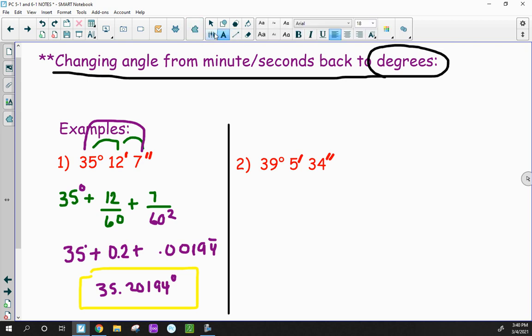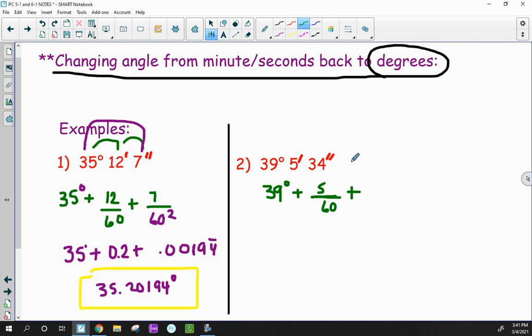Alright, so we're going to try example 2 the same way. Again, we're going back to degrees. I notice my degree, my minute, my second. I drop my degrees down first. Again, that's the easy part. Always put your plus sign next. Then whatever the minutes are in your problem that's given to you, you always divide the minutes by 60. Keep repeating this, but it's important to remember there are 60 minutes in 1 degree. 1 degree is 1/60th of a minute.